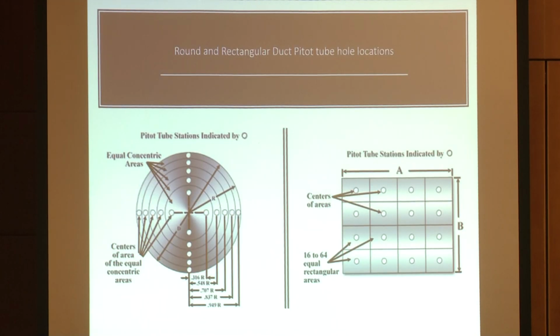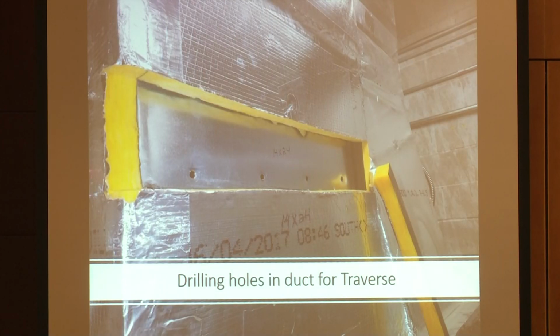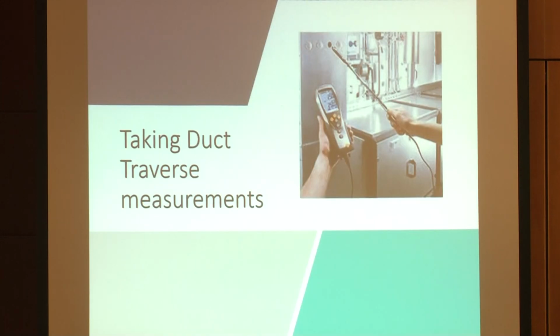If it's a round duct, then we have a pattern for a round duct. If it's a rectangular duct, then we make a pattern for a rectangular duct. And the way that works for a rectangular duct is we go with a drill and we drill the holes. We just drill holes in a duct, right? And that's for the traverse. Then we take our little instrument here, and we're going to put this instrument in those holes, and we're going to read what we're going to read.